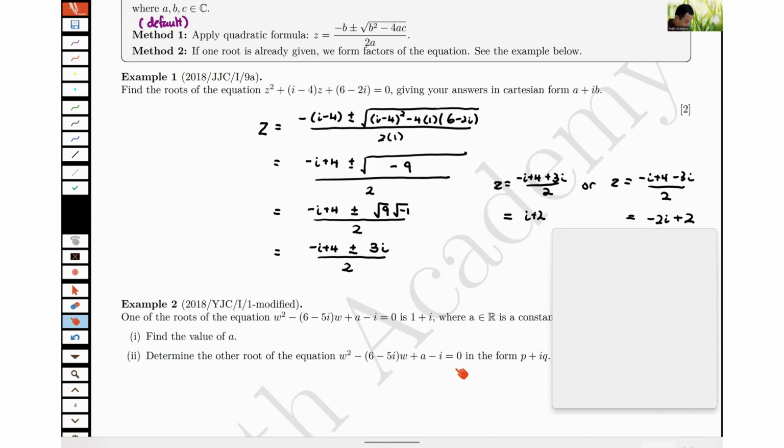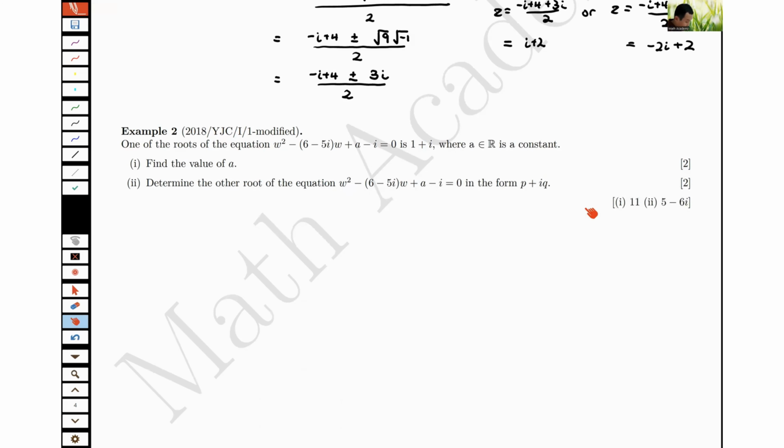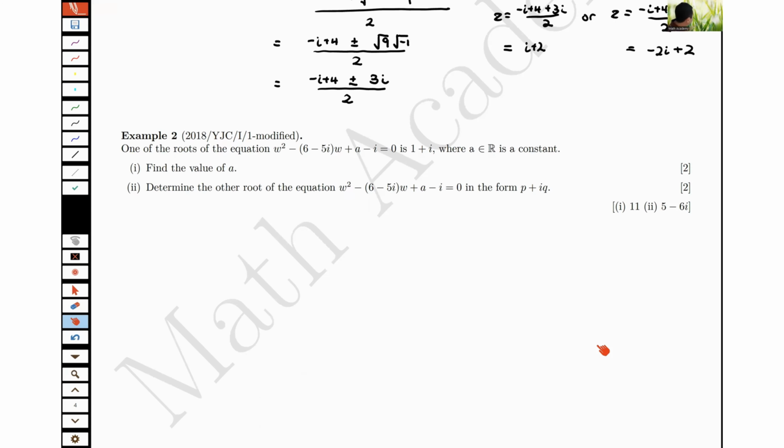Okay, so let's go on to the second example. I am given a quadratic equation. The difference is now you are given one root. However, there is an unknown in the equation. There is an a. First one is they ask you to find the a value. Whenever you are given a root and you want to find unknown, you don't want to find roots, it's different.